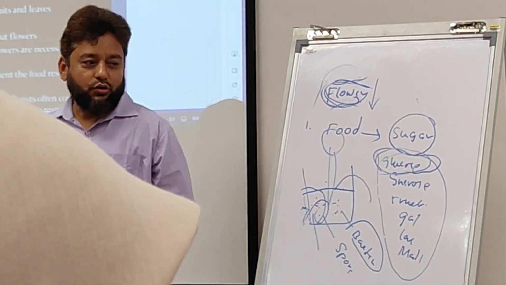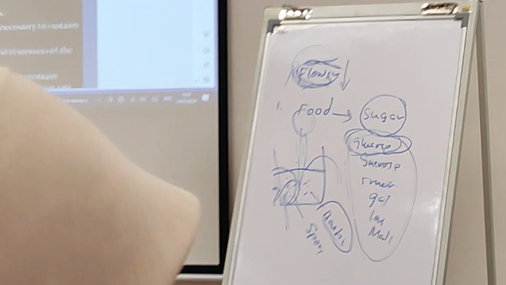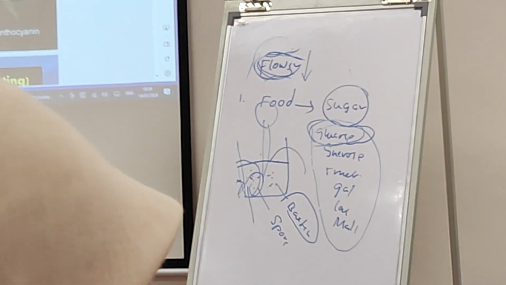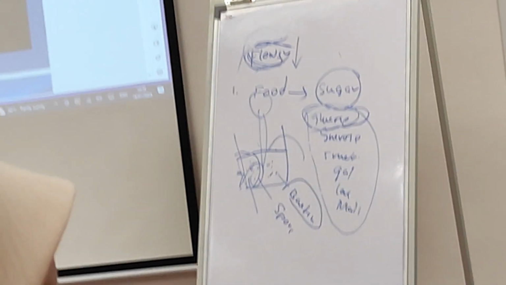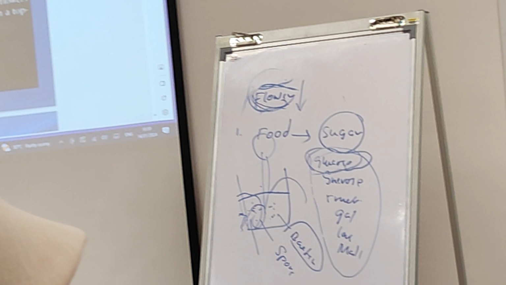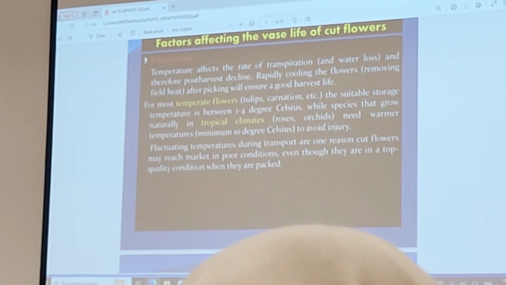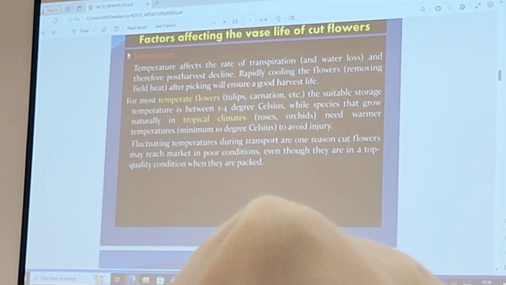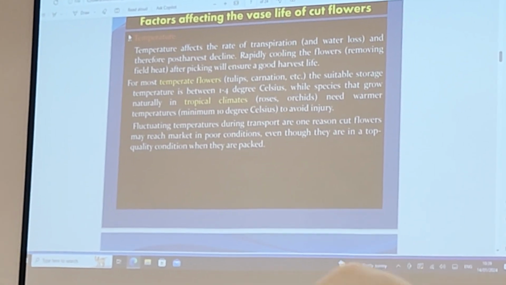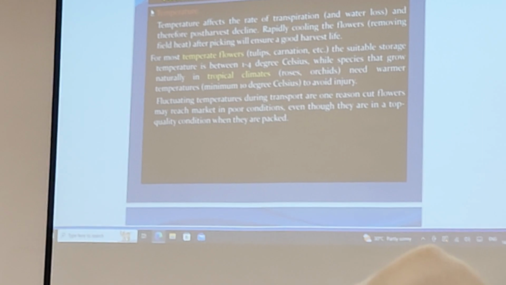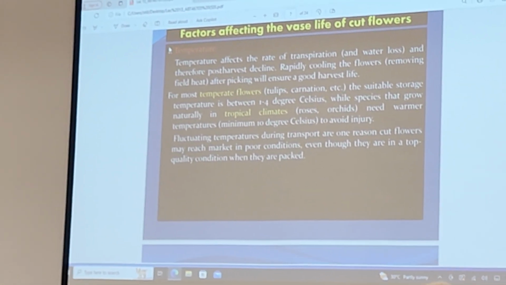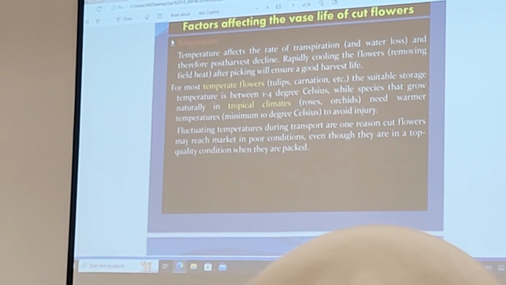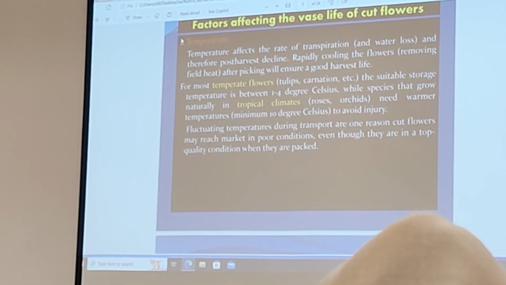And also, maybe you can go to the slide. For this slide you can see some of these factors. They can affect the storage life. Here we see number one is temperature, right? Number one we can see is temperature.